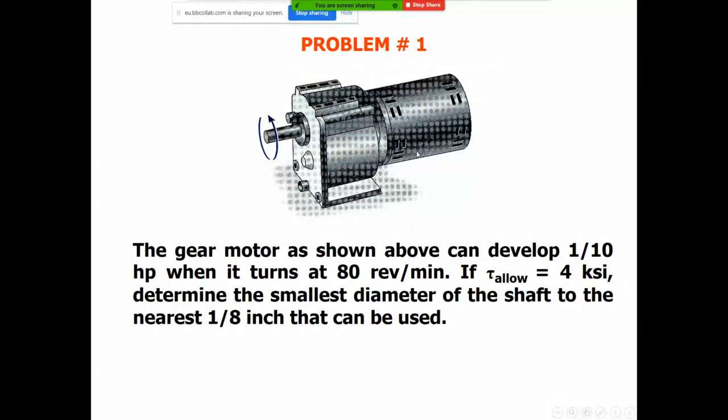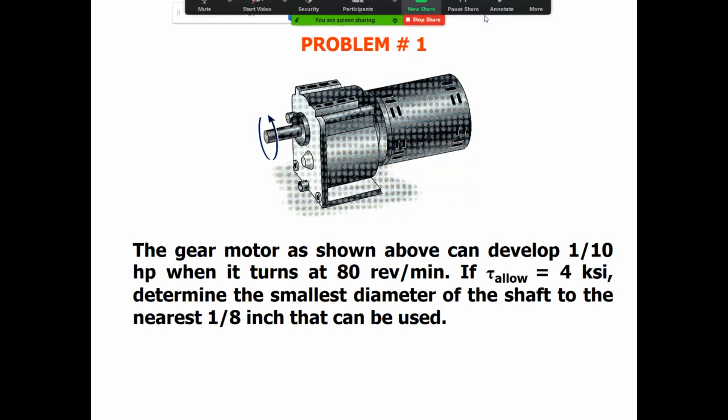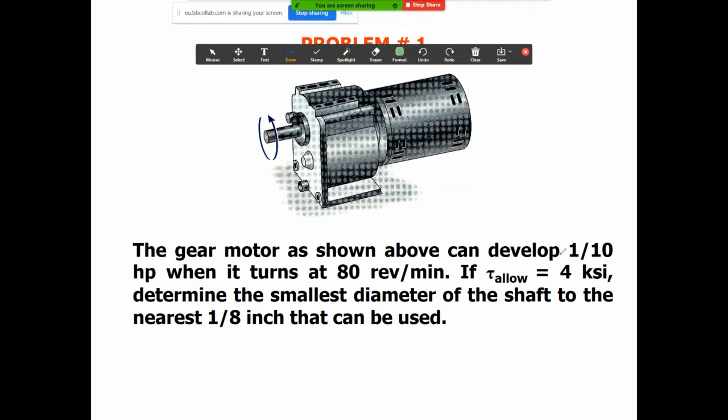What they want from us here: they give you this motor, and it can develop 1/10 horsepower. Okay, so this is the power when it turns at 80 revolutions per minute. This means this is the frequency. So what you have to do here is just calculate the torque that will be produced by this kind of power. It can be calculated from here.